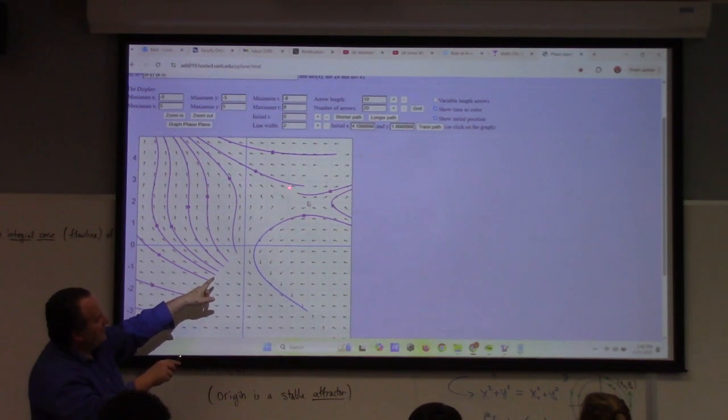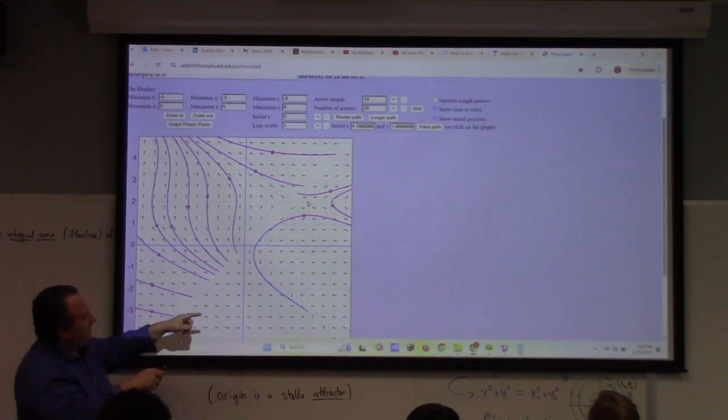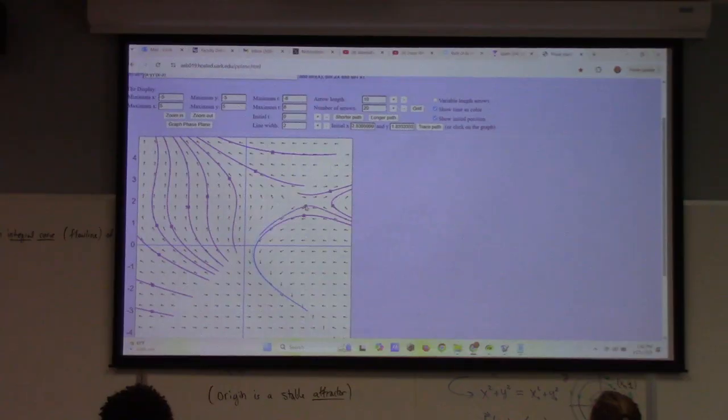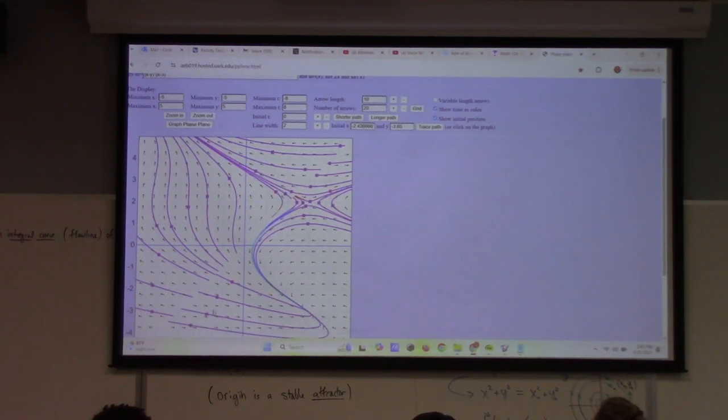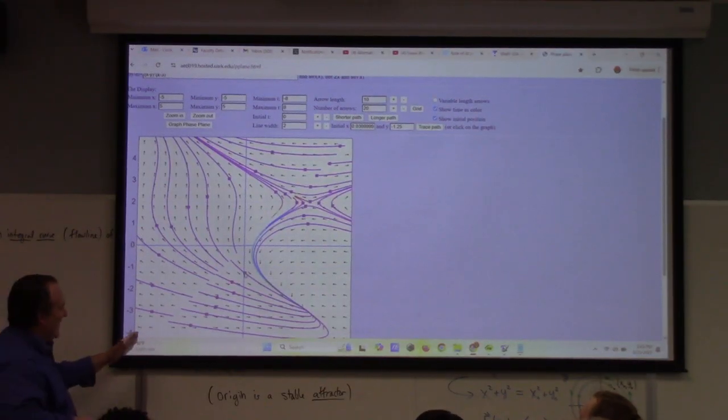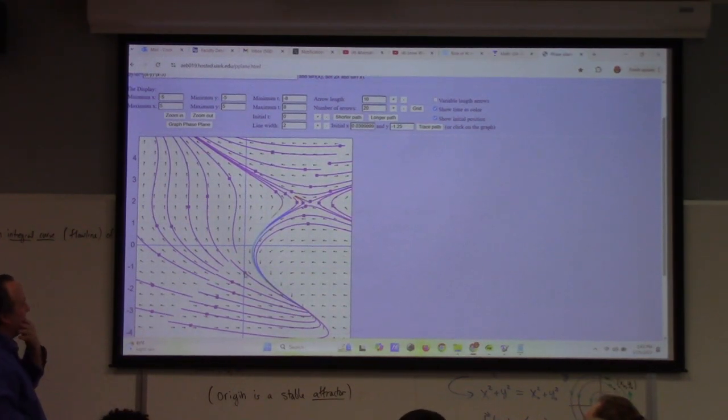What's going on here? Some are going like that, others are going like that. What's the situation here? The solutions kind of get hung up on the line y equals x, right? Because the vector field stops there. The numerical method they're using to generate these flow lines gets hung up on critical points, yeah? So basically all these solutions are stopping at that point.